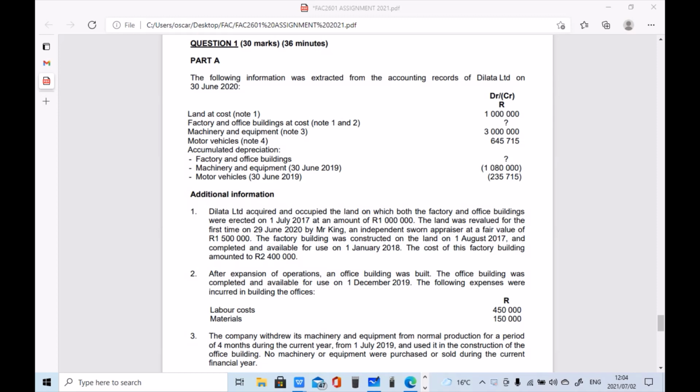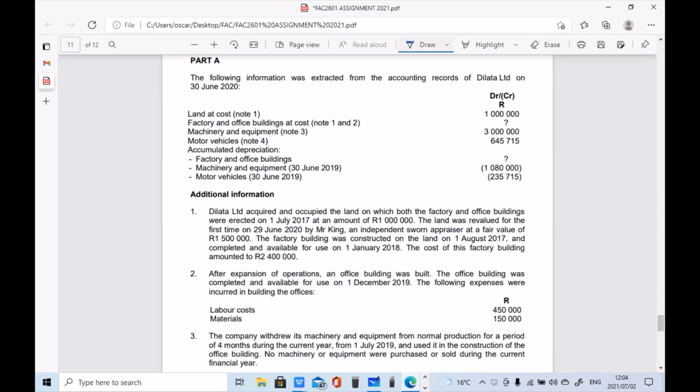Okay, so in this tutorial we're going to look at the assignment question for FSC 2601 assignment 2 for 2021, and we've got the question here. The following information was extracted from the accounting records of Revalued Limited on 30 June 2020. So that's the financial year, and the landed cost is given, but we are referred to Note 1. Factory and office building, we are referred to Notes 1 and 2.